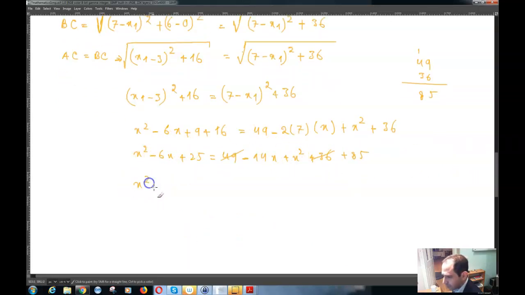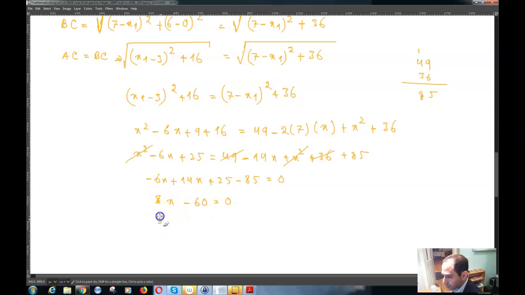Meaning that x squared, and actually you can simplify this by simplifying x squared here and here, and negative 6x plus 14x plus 25 minus 85 is equal to 0. And 14x minus 6x is basically 8x, and negative 85 plus 25 is equal to negative 60, is equal to 0.